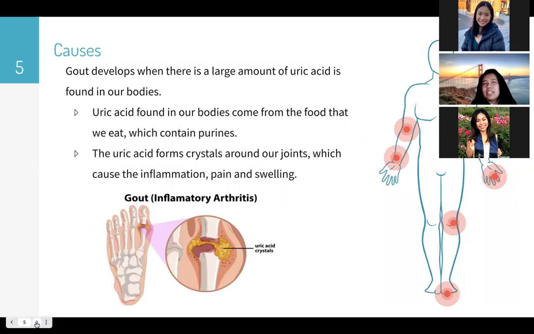So what exactly causes gout? Gout develops when there is a large amount of uric acid in our bodies. Uric acid is a substance found in our bodies that comes from food we eat which contains purines. When we eat purine-rich foods, which we will talk more about later, the purine gets broken down into uric acid, and the uric acid forms crystals around our joints, as you can see in the picture below, which will cause the inflammation, pain, swelling, and the other symptoms I've mentioned from the previous slide.